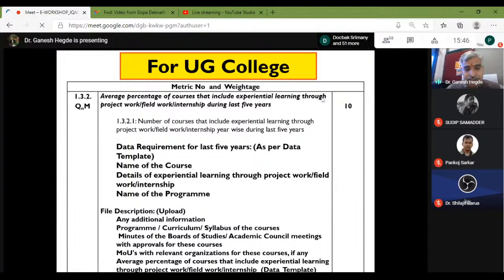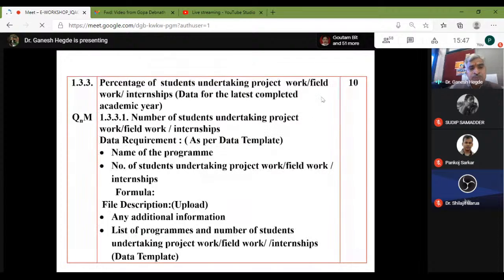The institution needs to update the program, the curriculum, the syllabus, minutes of the board of studies, academic council meetings, and MOUs with the relevant organizations. Just to give one example, suppose you have a computer-based program; that program will have an internship. So you can have an MOU for the internship also. Similarly, there may be a field study. Suppose a student is going to an NGO, then an MOU can be made with that agency also. So you can look into how exactly things will work out according to your program.